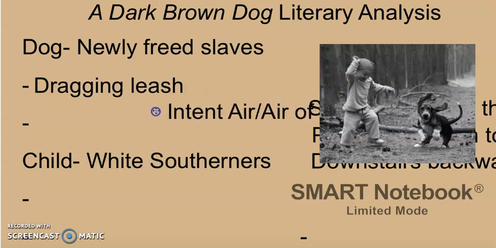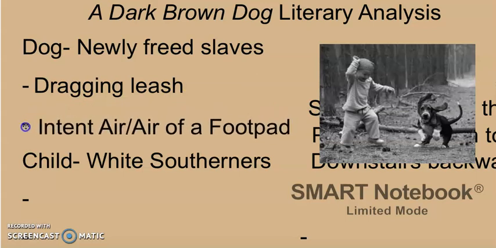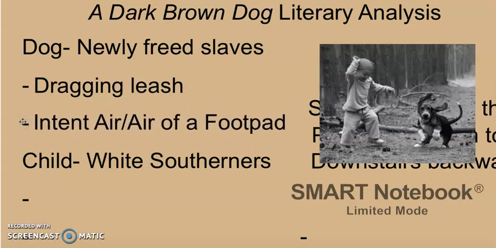So another thing I want to point out about the dog is what is mentioned in paragraph 3. In paragraph 3, the dog walks around with an intent air. Intent means having intentions. He had intentions of going out and about and being part of society, like I'm sure newly freed slaves had intentions of being. He had an intent air.